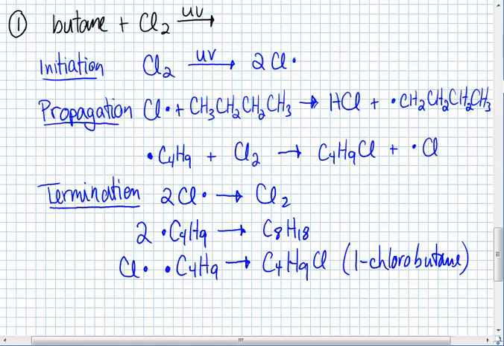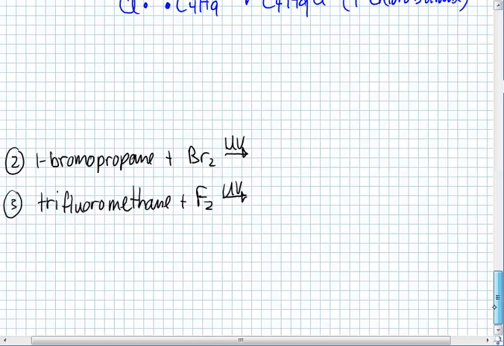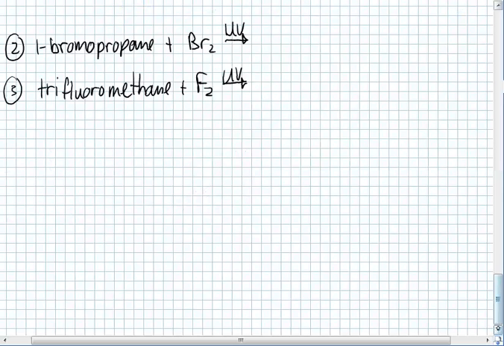The next video is going to show you the next one, which is 1-bromopropane and bromine. So I'm starting with a halogenoalkane. I'll be producing a dihalogenoalkane in the next video, so get ready. Here we go.